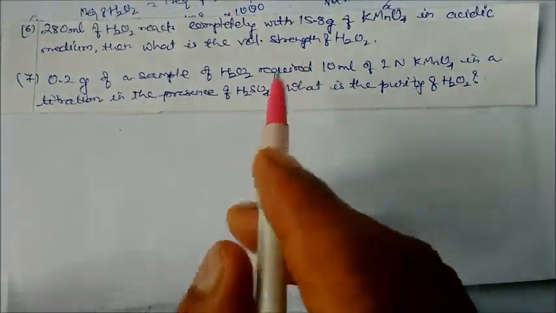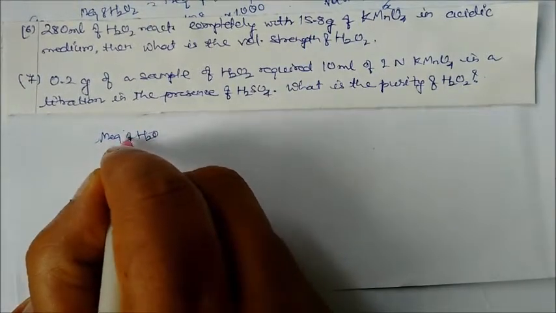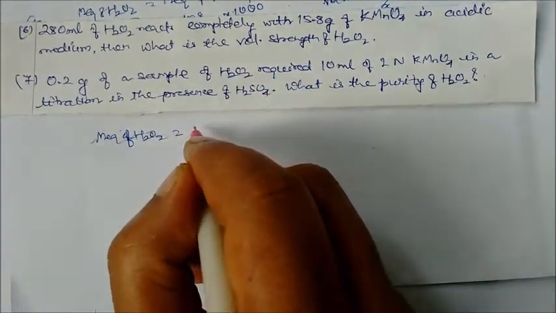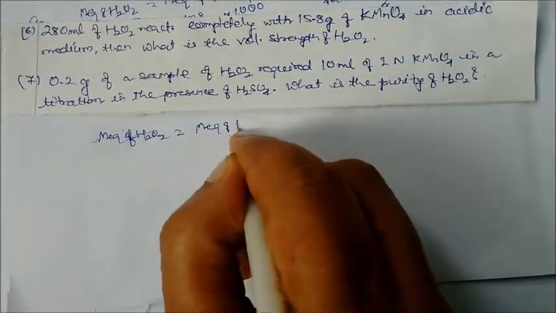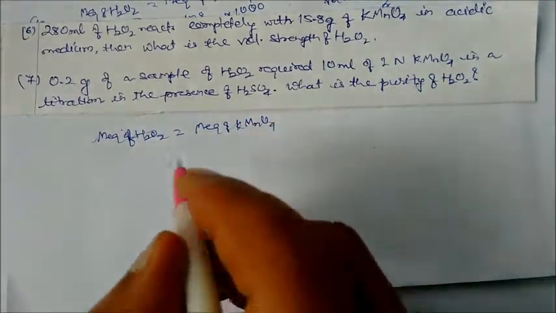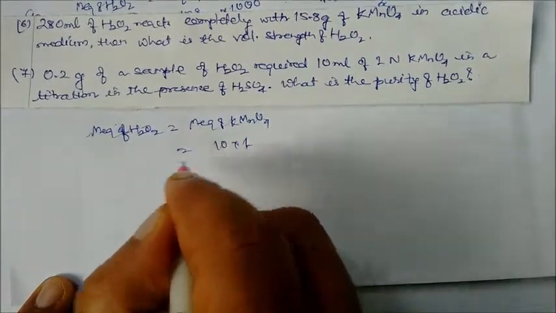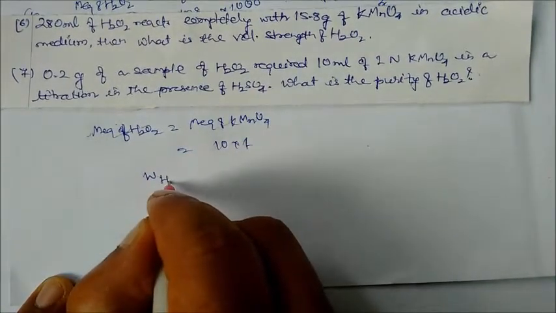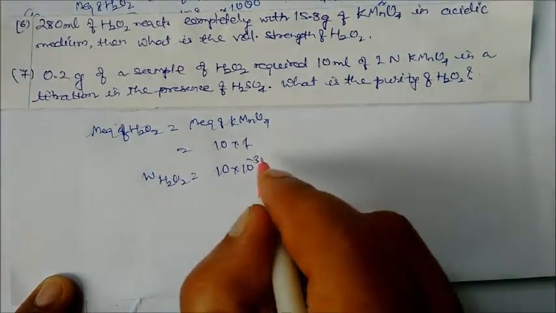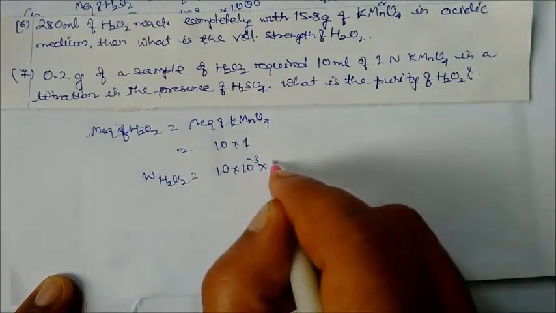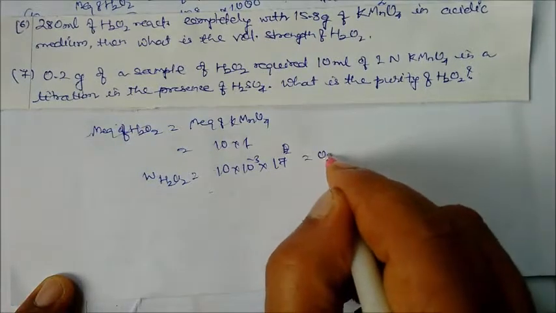So again we will go through this equation. Milli equivalent of H2O2 is equal to milli equivalent of KMnO4 in acidic medium, and they have given 10 ml here. So this is equal to 10 into 1. Directly we can write the milli equivalent weight of H2O2 will be 10 into 10 to the power minus 3 multiplied by the equivalent weight. 17 is the equivalent weight, so here we will get the answer 0.17 gram.